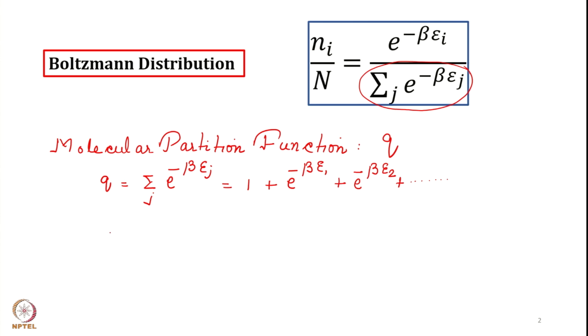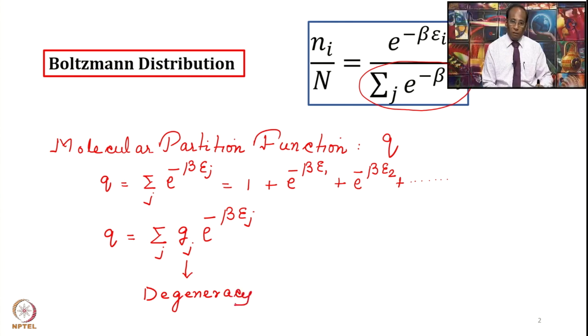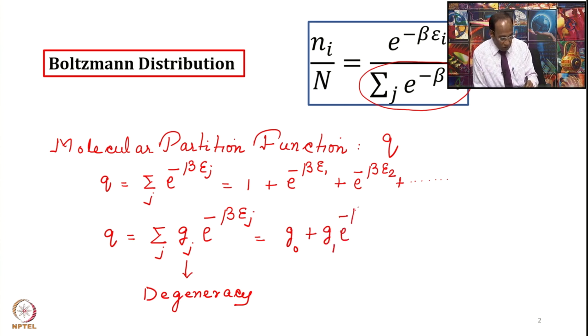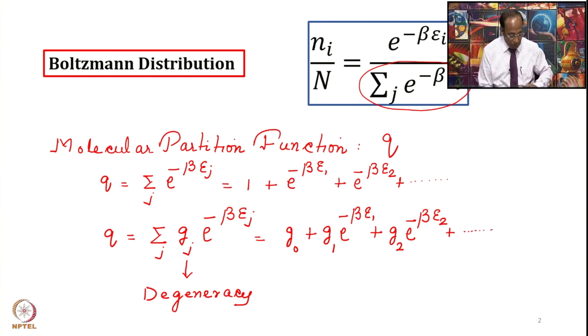Therefore, the way to incorporate this is to include gj times exponential minus beta Ej, where gj is the degeneracy of a particular level. That is, the jth level is gj-fold degenerate. So obviously, when you expand this, g0 exponential 0 is going to be 1, then the second one g1 exponential minus beta E1, plus g2 exponential minus beta E2, and then we will have other terms.